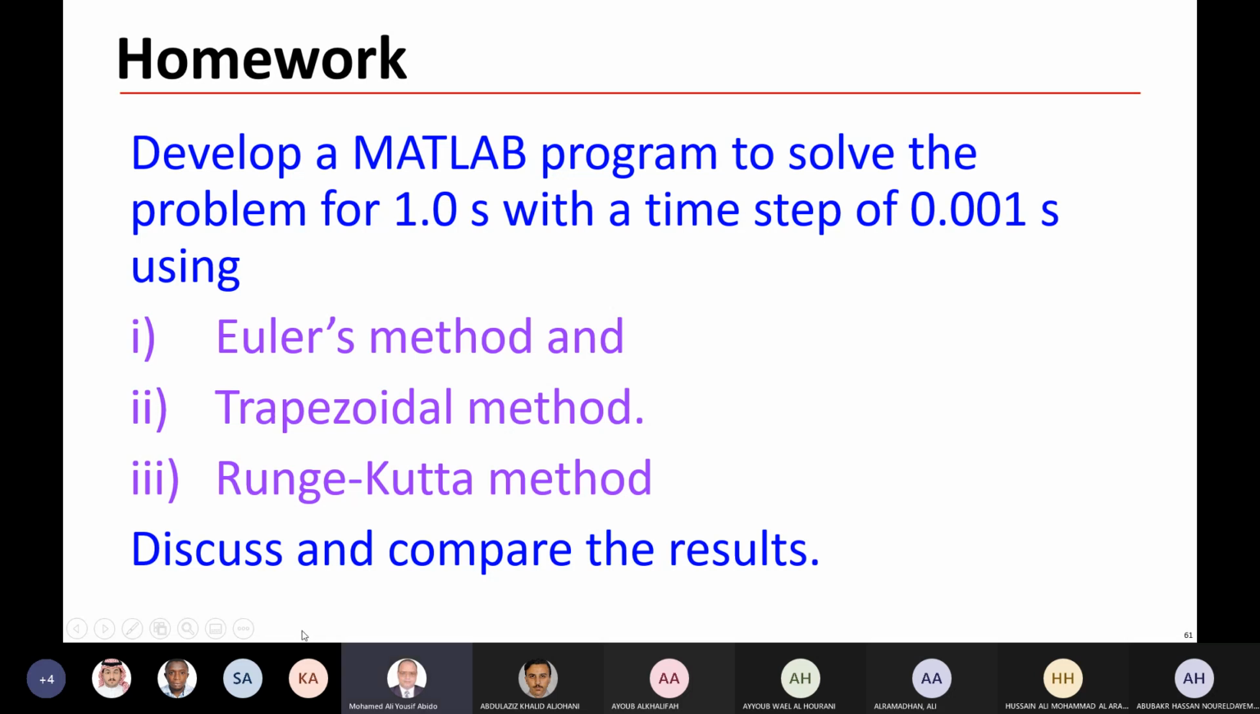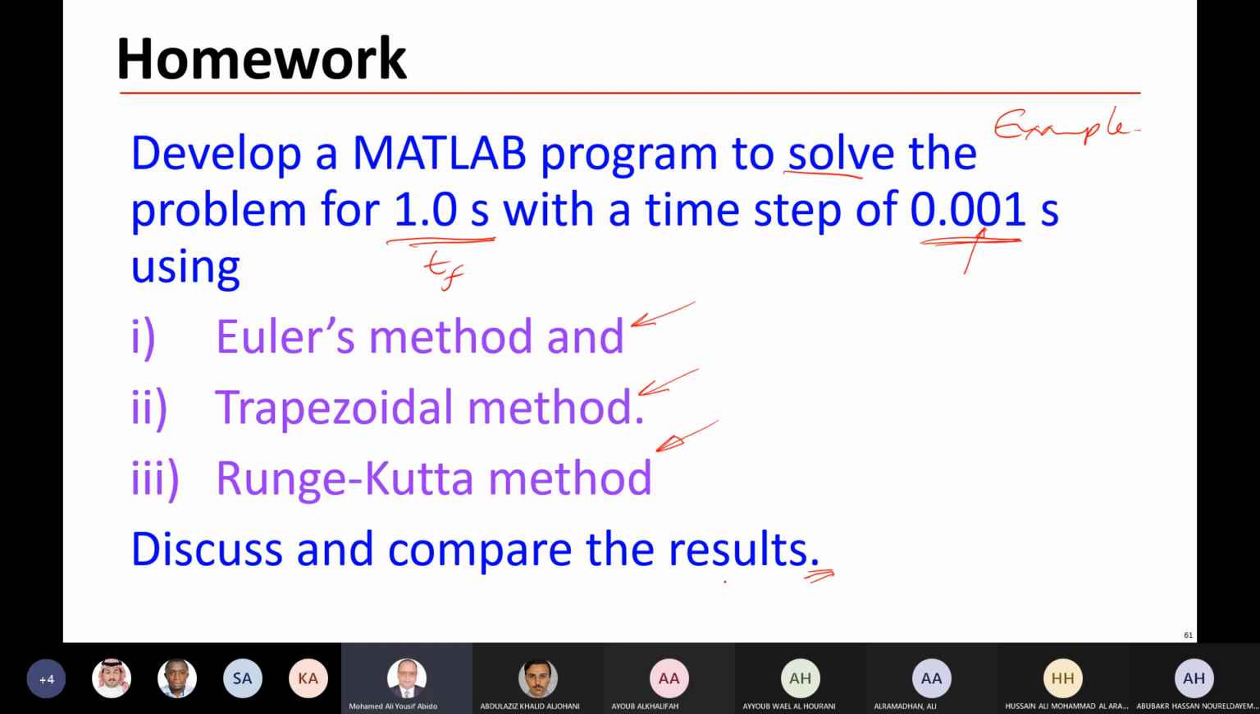Can you solve the example that we solved now, for 1 second? Final time 1 second with a time step equal to 0.001, and you can implement the Euler method, trapezoidal method, and Runge-Kutta method, and discuss and compare the results. And of course, you can play with this time step.